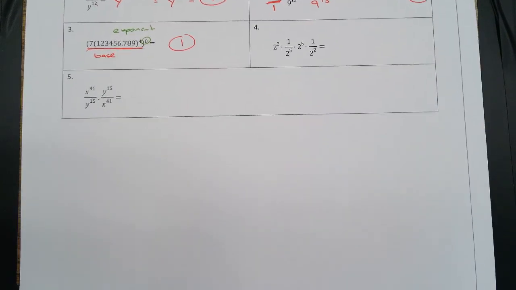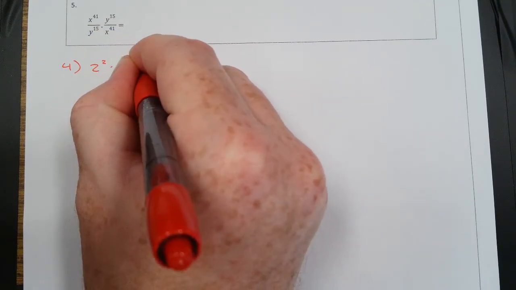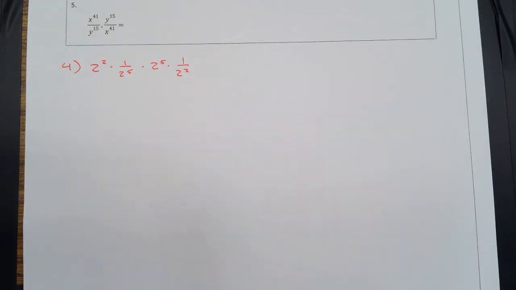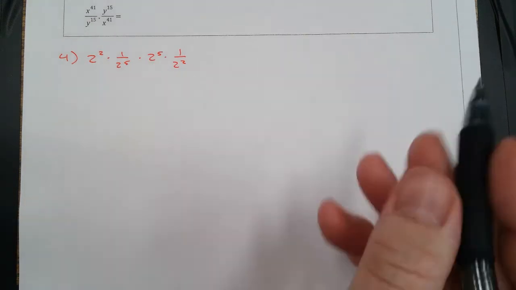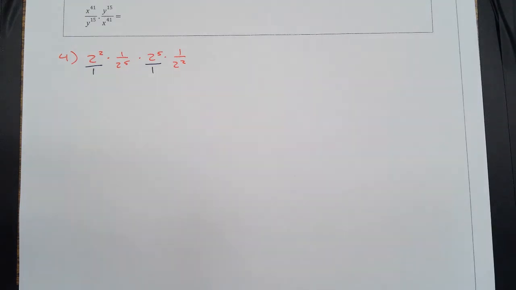Number 4, I want to spread out a little bit, so I'm going to go down to the bottom of the page and do number 4 with you. We have 2 squared times 1 over 2 fifths times 2 fifths times 1 over 2 squared. Now, the first thing, remember, when we're multiplying fractions, we just need fractions. So I have 2 things that are not fractions. Make them fractions. Just put a 1 underneath. Dividing by 1 does not change anything, but it makes it super easy to do.